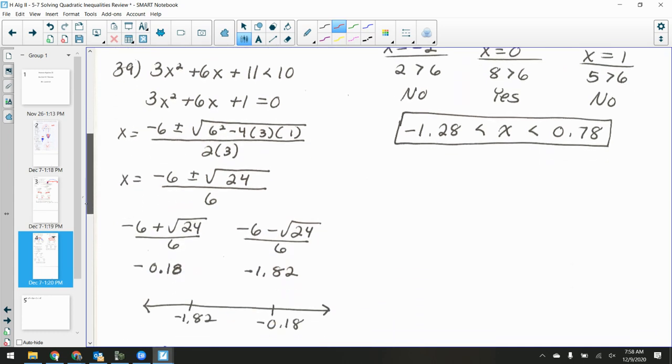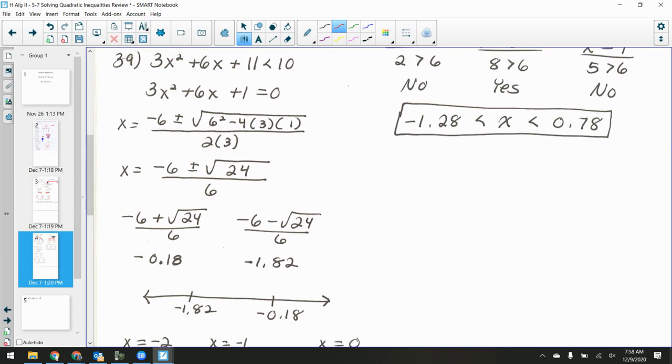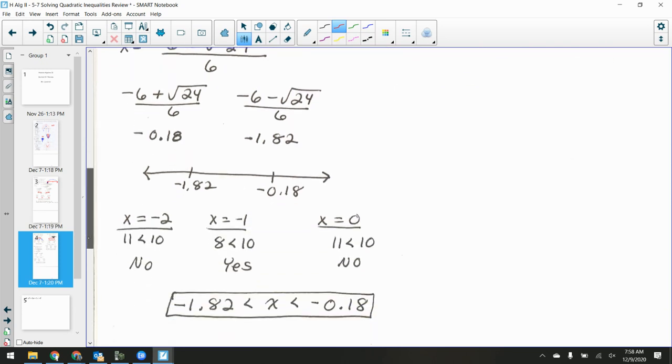And then here's 39. Again, 39, not factorable. Got to do quadratic formula or completing the square. You know, obviously, I'm not going to do completing the square here. I have to take 11 over to either side and then divide it by 3. And then I've got some messy fractions going on. Okay. So I'll just run the quadratic formula. Negative 6 plus or minus radical 24 over 6. I could reduce down radical 24, but why? I'm going to have to make it a decimal anyway. So negative 0.18 and negative 1.82 are my 2 critical points. And then I take my tested values. I use negative 2, negative 1, and 0. And it turns out to be another, I feel like all of them were no, yes, no's on the homework.